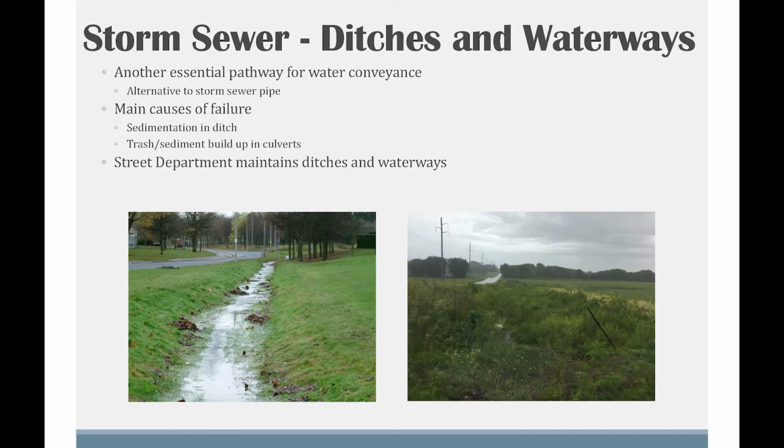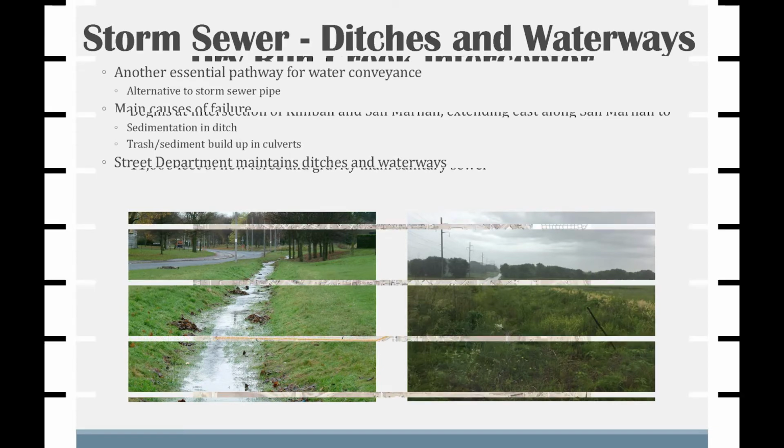As I mentioned, another part of our storm sewer system within the city, instead of the storm sewer pipes, is ditches and waterways. So it's just another pathway for water conveyance. The biggest issue that we have for these, if they're not working properly, is that they get filled up with sediment from upstream, or trash or debris builds up in the culverts and doesn't allow the water to flow like it should. And then the street department is the one that does the maintenance for these ditches and waterways.